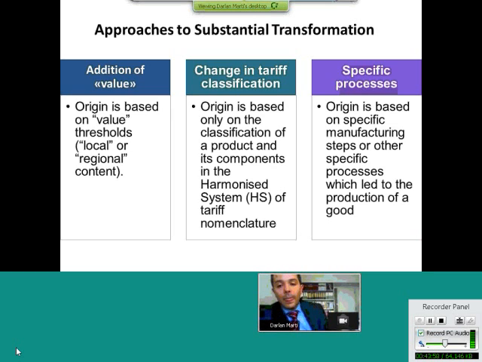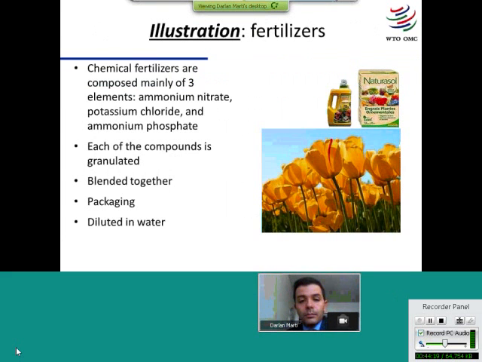And the final family regards specific processes. This is the case in which the rule identifies a specific manufacturing process that grants origin to the entire good. Now, I know this is abstract, so let us look into specific examples now.